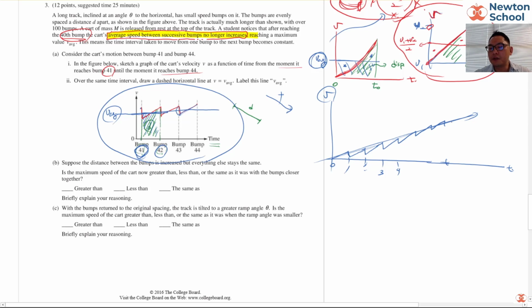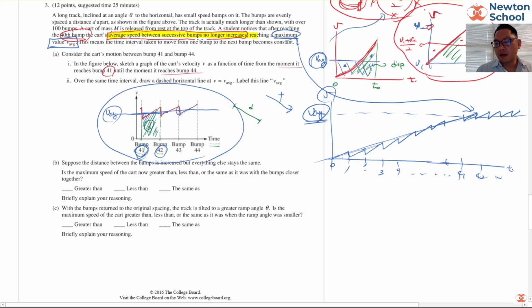Okay, so once you reach 41, so 41, 42, 43, then your graph looks more constant. Okay, it's going to be constant from there. So that is what we call v average, because the question says it's actually the maximum value of v average. Okay, so that's what we're referring to here. So here v average between these two would be there, but that's not the maximum v average. Okay, so the maximum v average will be this.